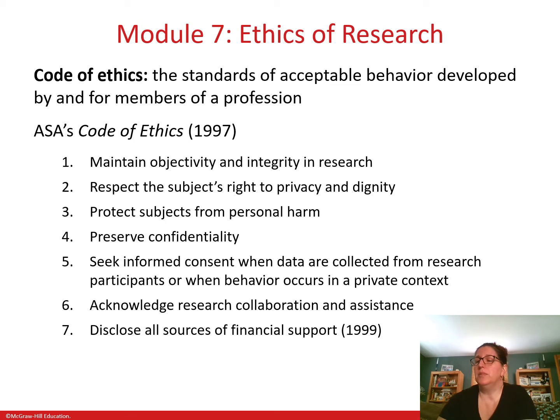Because most of our research is conducted on humans, we need rules to be able to protect them. There are quite a few items, I think over 30. We're just going to cover these 7 to really get an idea of the main code of ethics that we follow as researchers. And the first is that we want to maintain objectivity and integrity in the research.